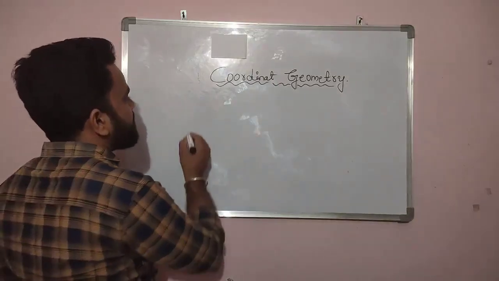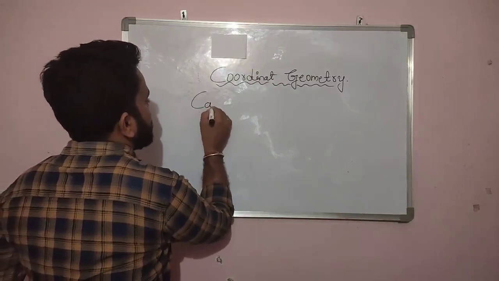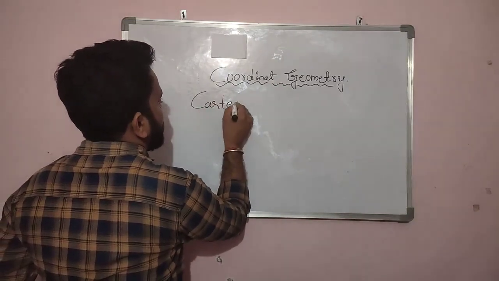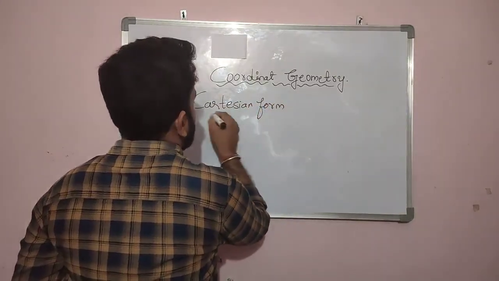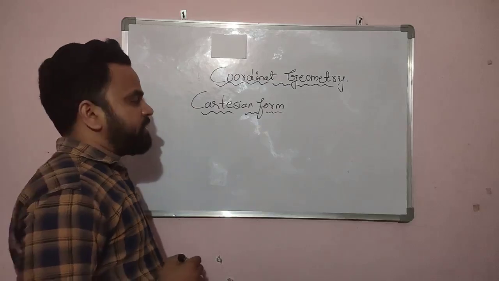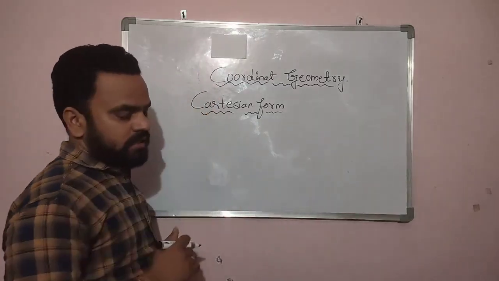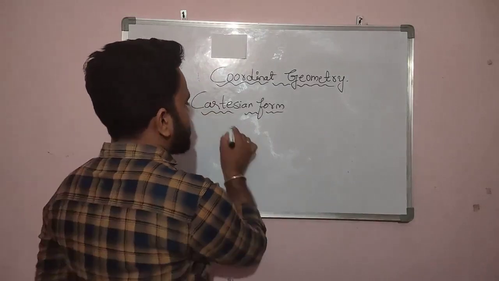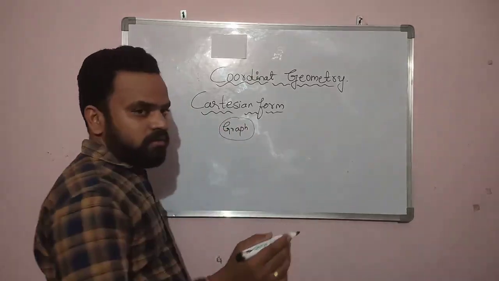See, in this chapter we'll be discussing which form of coordinate geometry, that is Cartesian form. Which form? Cartesian form of the geometry. What is this Cartesian form and how it will be, right? See, the basic knowledge of Cartesian form, or the coordinate geometry, is, in this we will be discussing about graph. Basically we call this a graph, as you all know, right?